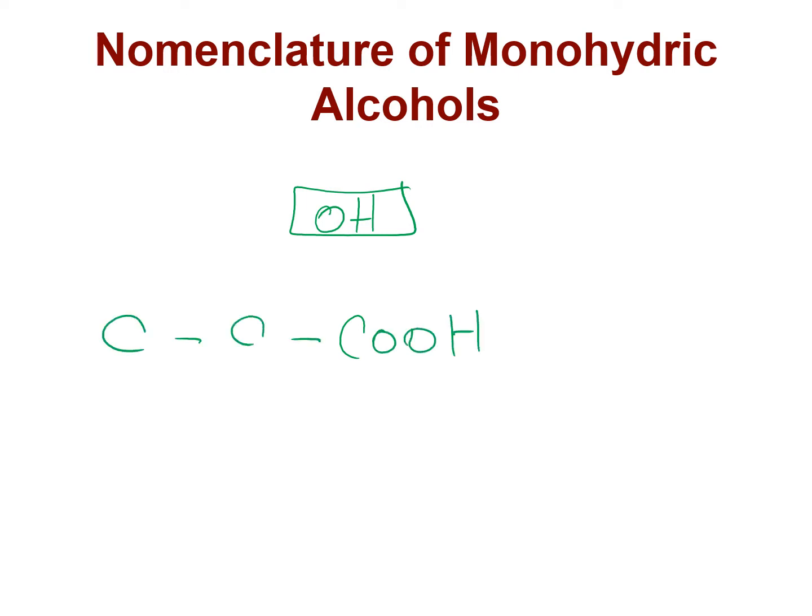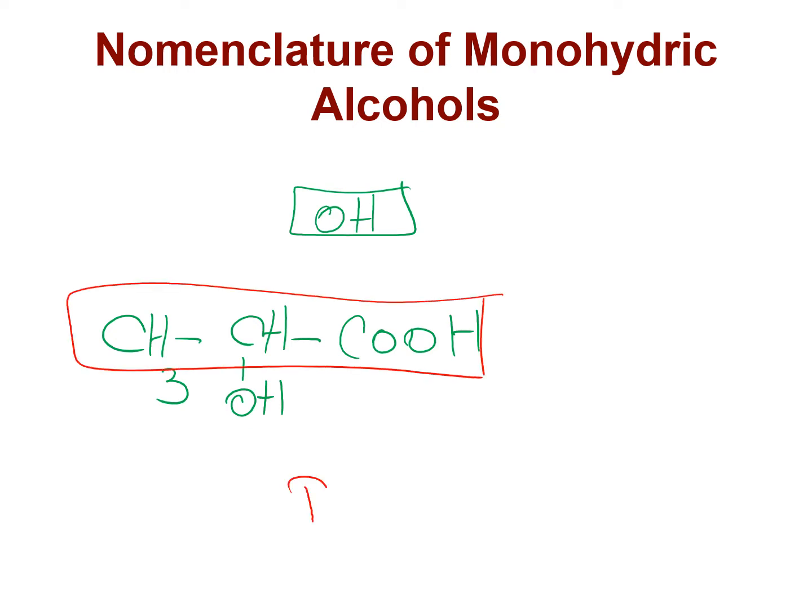Suppose that your alcoholic group, the OH, is not the highest priority functional group. For example, if you have an acid in your compound, this is a higher priority functional group than the alcohol. How are you going to nomenclate such a compound? This is the acid. It has 3 carbons, so this is the propanoic acid.